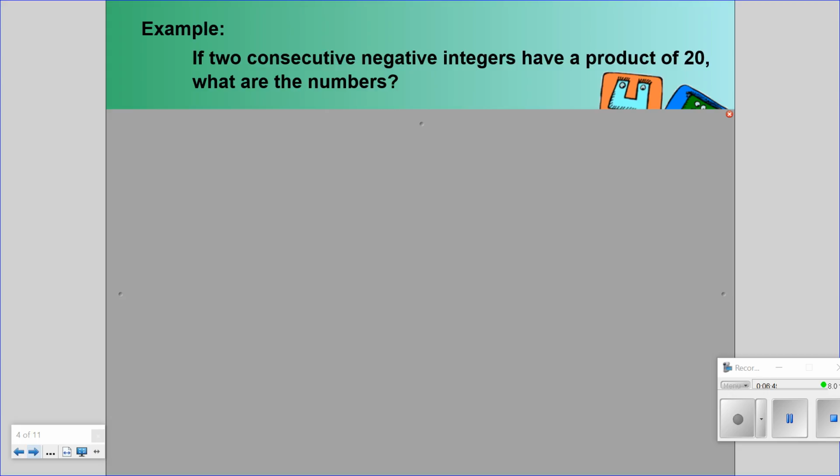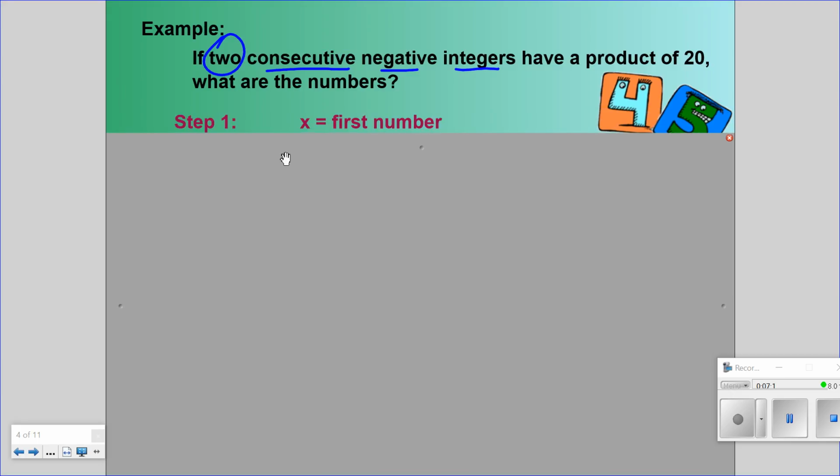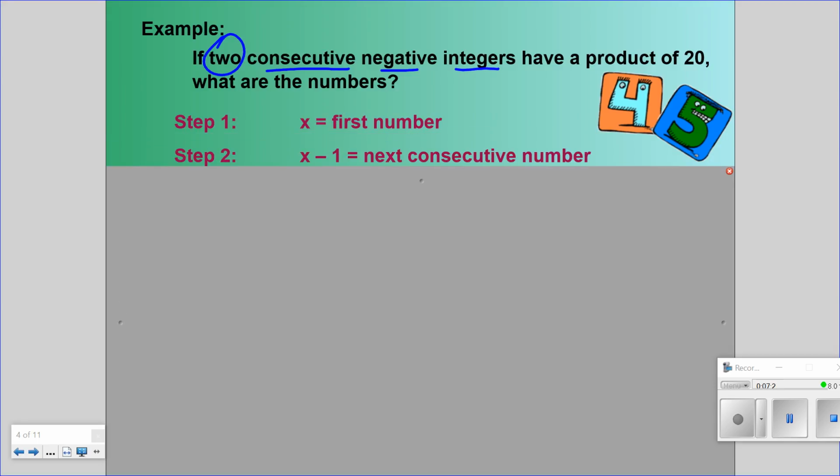Here we're given two consecutive negative integers, they are consecutive, that means one after the other, have a product of 20. What are the numbers? So we are dealing with two numbers, so we should have two missing variables or two expressions for things we're looking for. So I'm going to call that my first number and my second number. Let's just call our first number x. If the next number is a consecutive negative integer, then we can state that as x minus 1 to get the next number in the sequence.